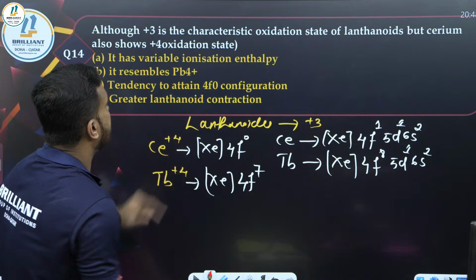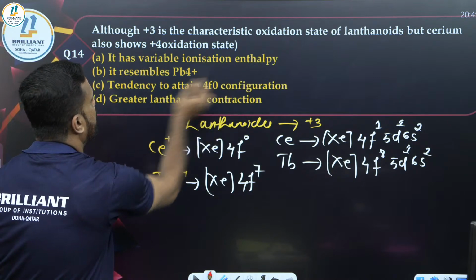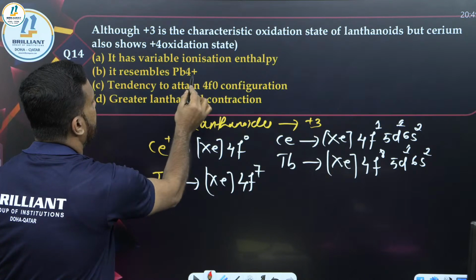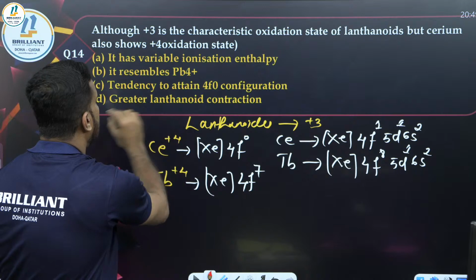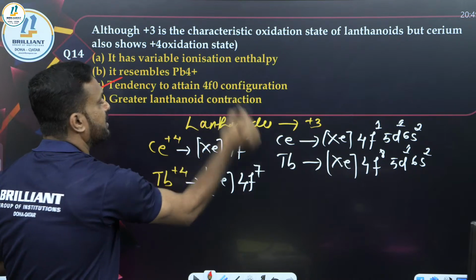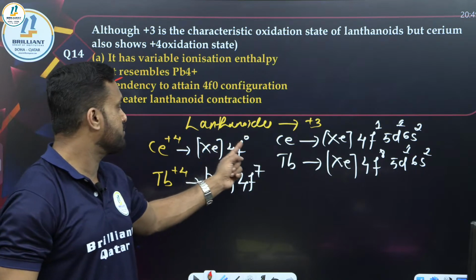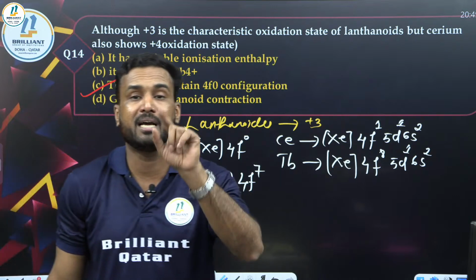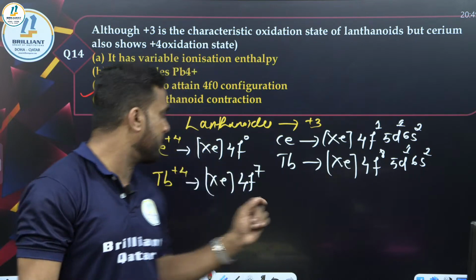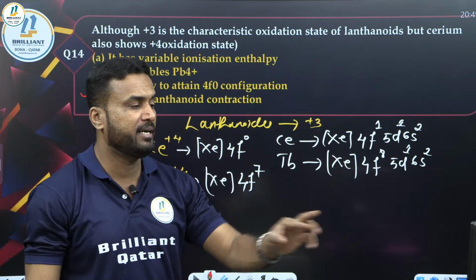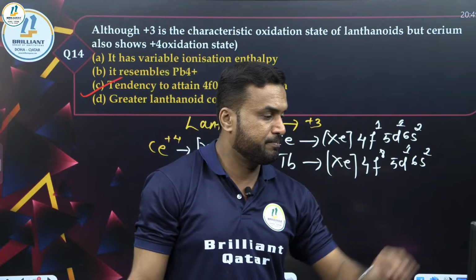Tendency to attain 4f0 configuration is given. Not variable oxidation state, no. Different one. Greater lanthanoid contraction, no. Correct answer is 4f0. If they are asking for terbium, I gave the additional one. Terbium means 4f7. That also they asked. That's why I gave.